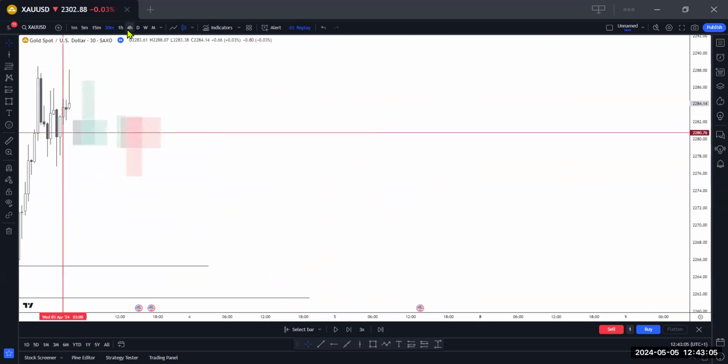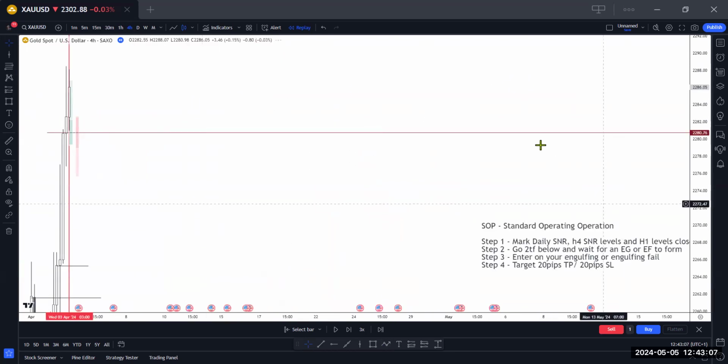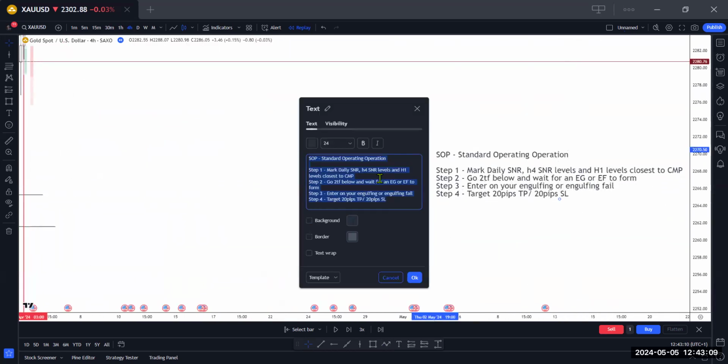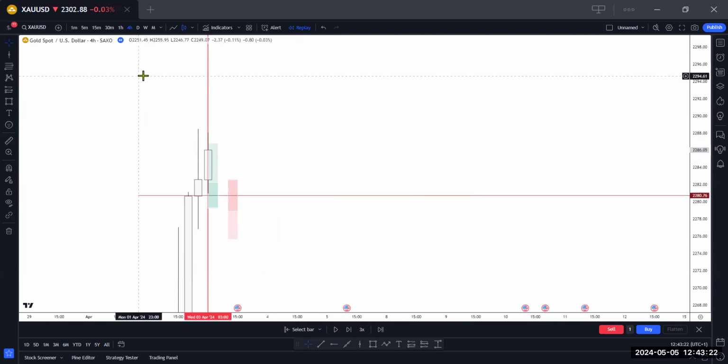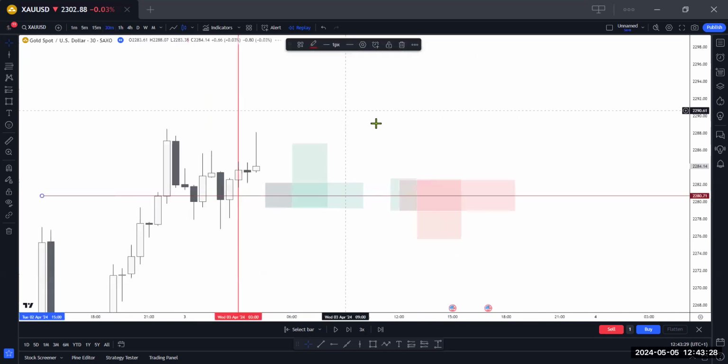So let's go back to our SOP. Step two: go to the time frame below and wait for an engulfing or EF to form. I think that's clear enough. All right, so that's step two. So what do we have here? This is our new H4 zone. We're just waiting for price to tap it. So back to M30, guys.